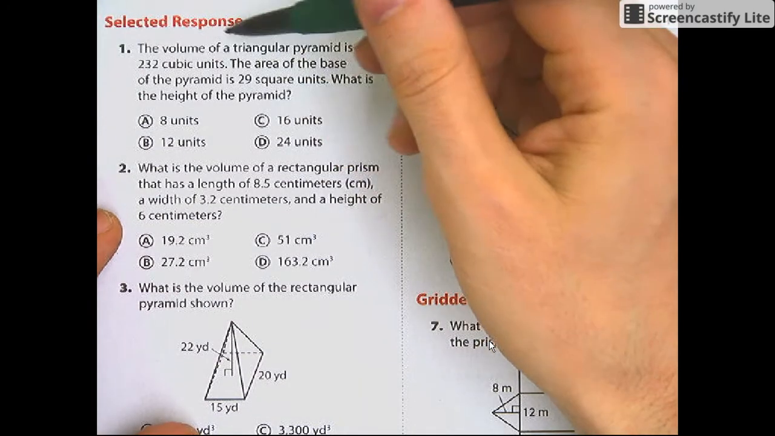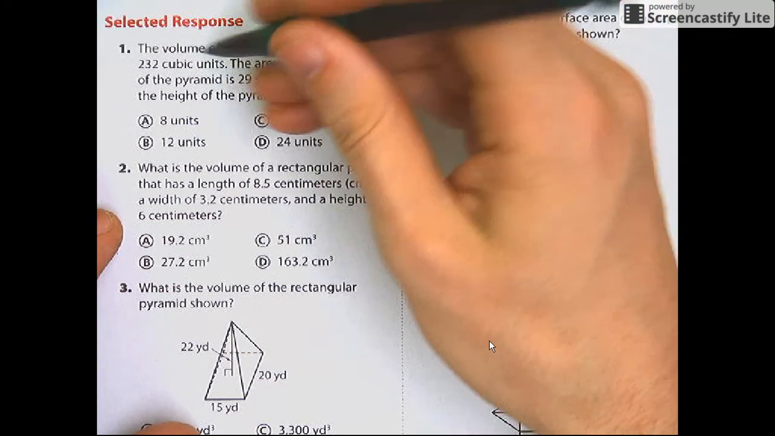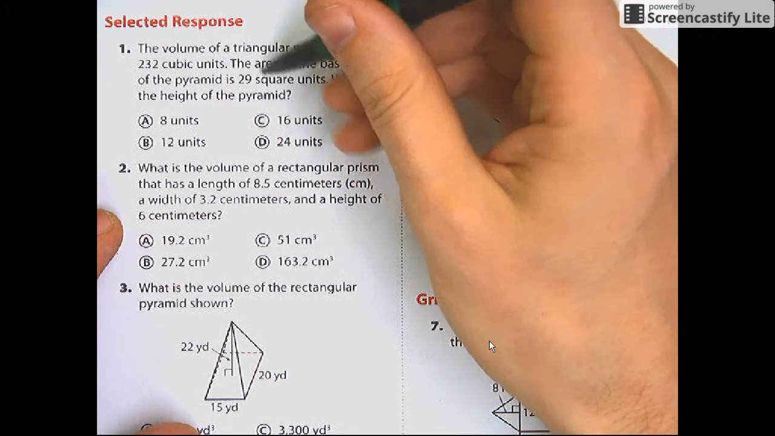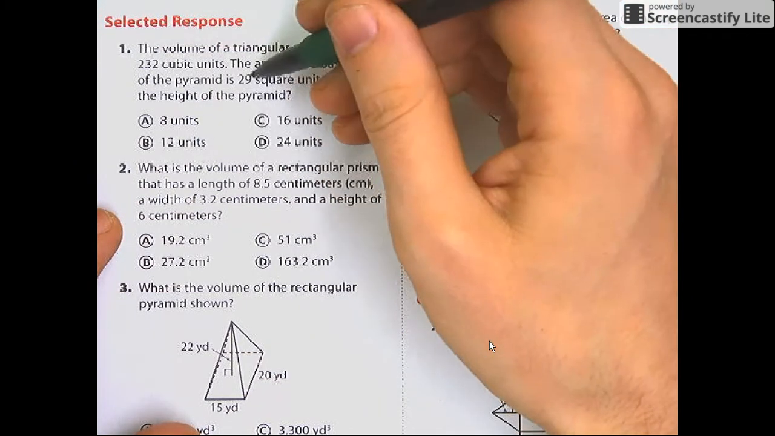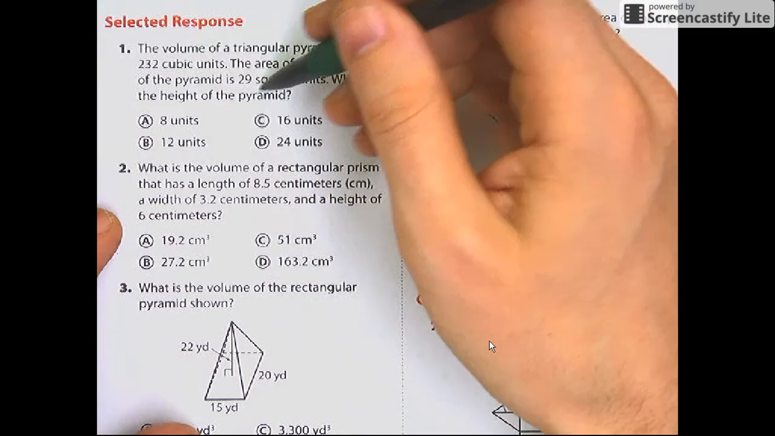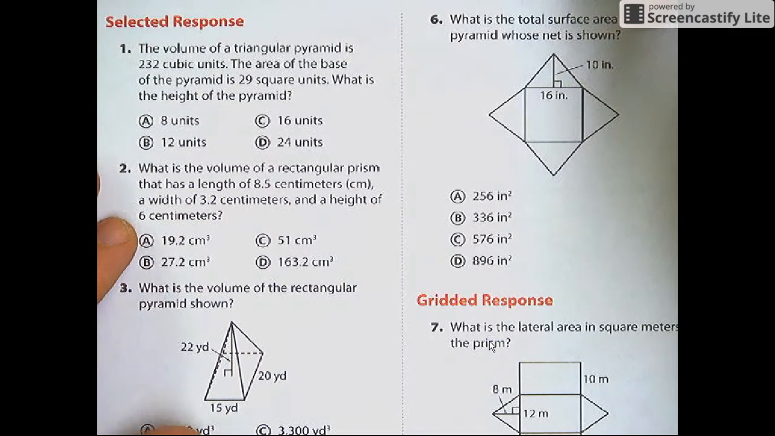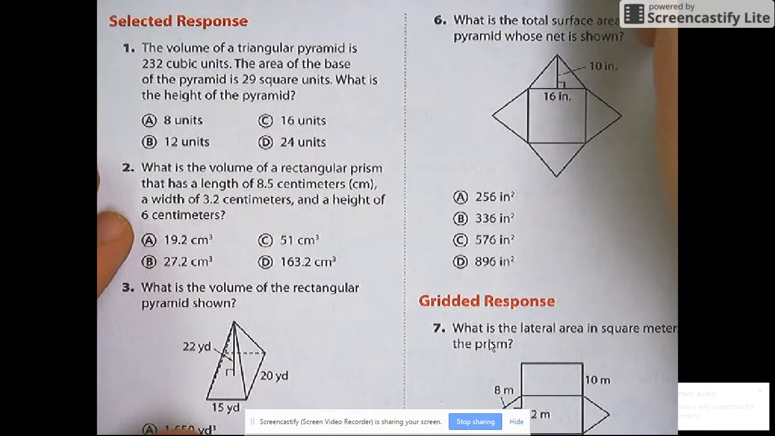Number 1 reads, the volume of a triangular pyramid is 232 cubic units. The area of the base of the pyramid is 29 square units. What is the height of the pyramid? So there's a couple different strategies I want to demonstrate with this question. I'll do about 3 strategies here.